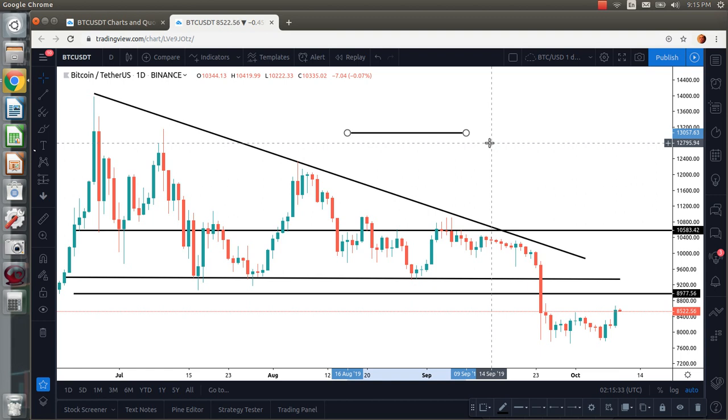Now, a lot of this stuff isn't really totally necessary. Most of the time, TA isn't a bunch of straight lines. But if you want to do it, you could do it that way.